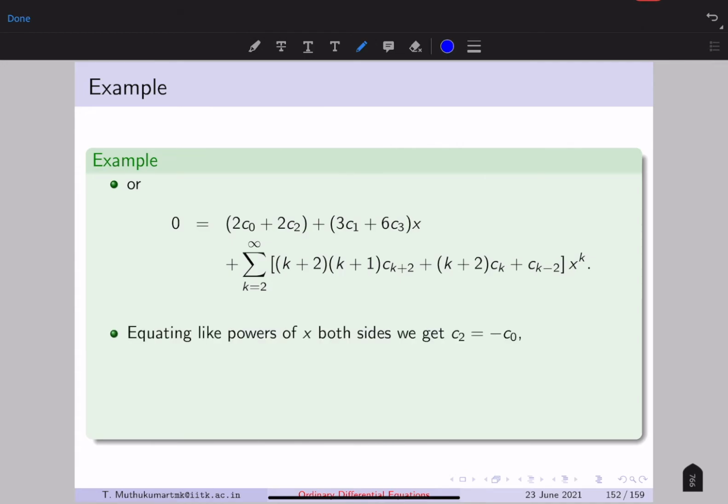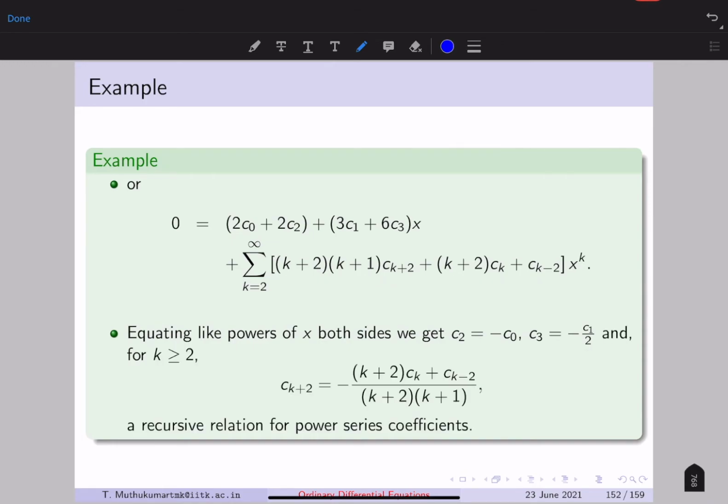By equating like powers of x, from the first equation we get that C2 is minus C0, right? As we said, we need to find these constants. So C2 can be replaced with minus C0. Now if you replace here, this is 0. From there we get C3 is minus C1 over 2, right? And here you have this coefficient, and that gives you this recursive relation.